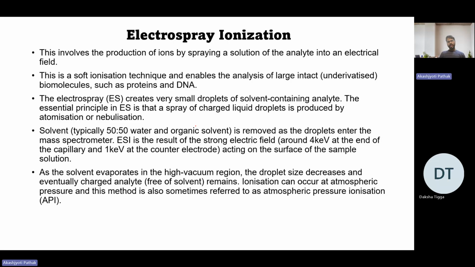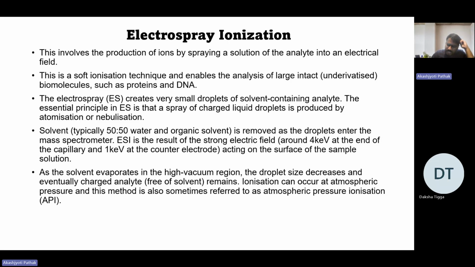ESI is the result of a strong electric field acting on the surface of the sample solution. As I was mentioning, that is maintained at a positive potential, and once it is charged, what will happen? It will get pulled towards the cathode or the counter electrode, the negative electrode, isn't it? Now, as the solvent evaporates in the high vacuum region, the droplet size decreases and eventually charged analyte remains. Ionization can occur at atmospheric pressure, and this method is also sometimes referred to as atmospheric pressure ionization.